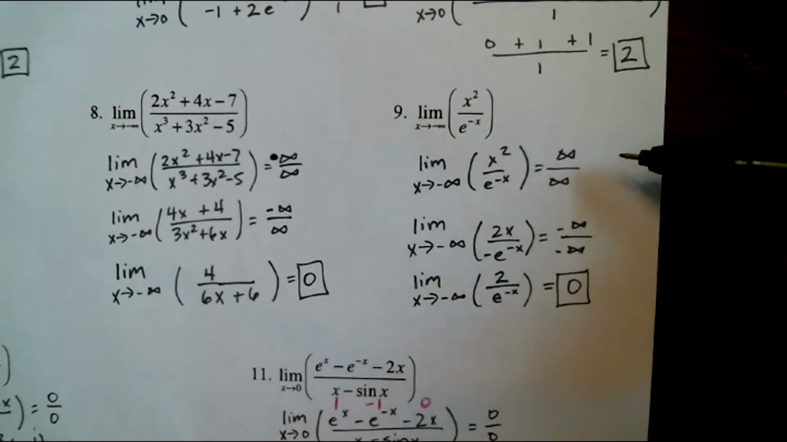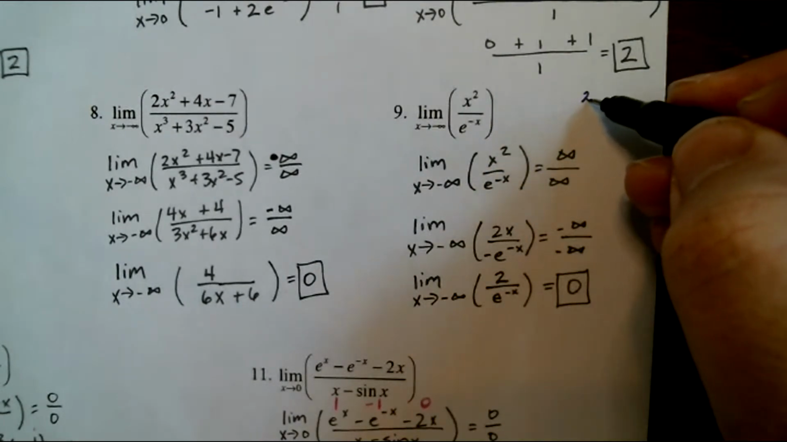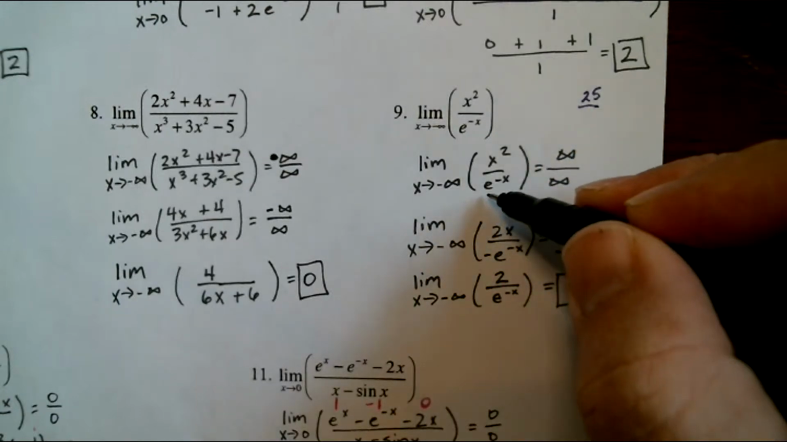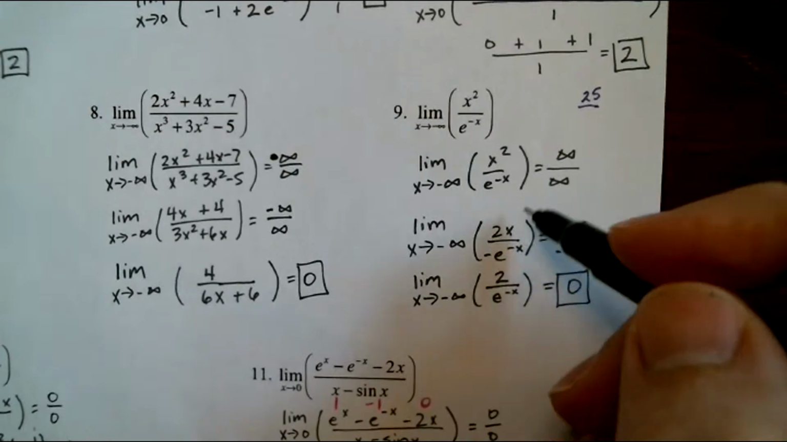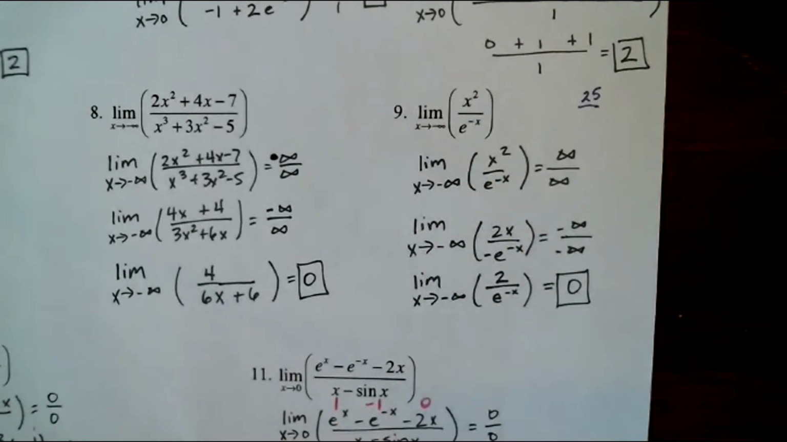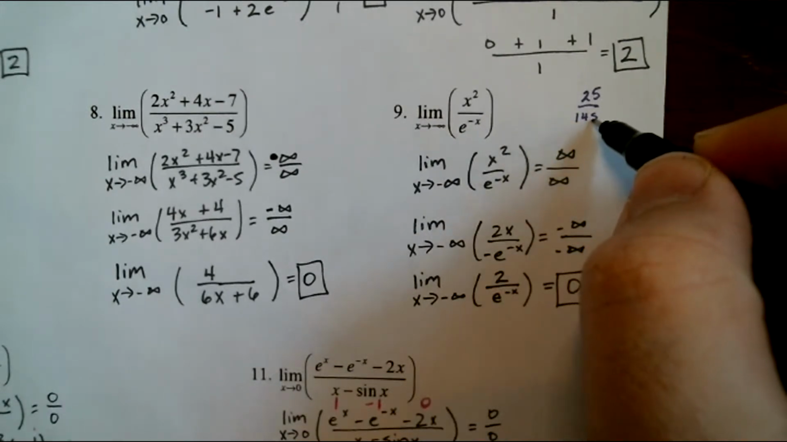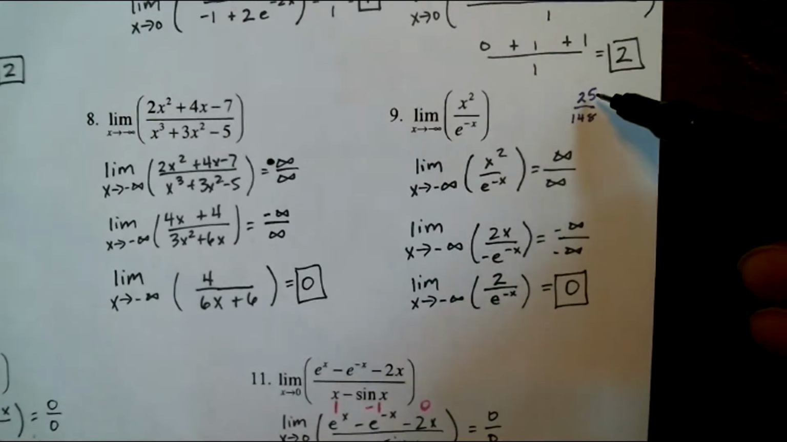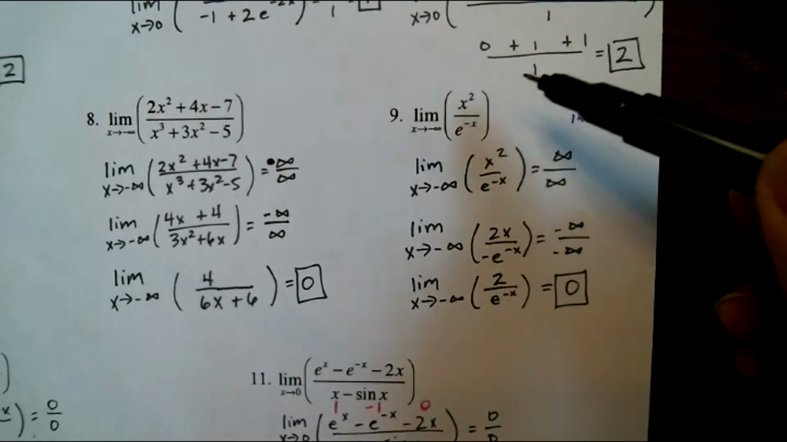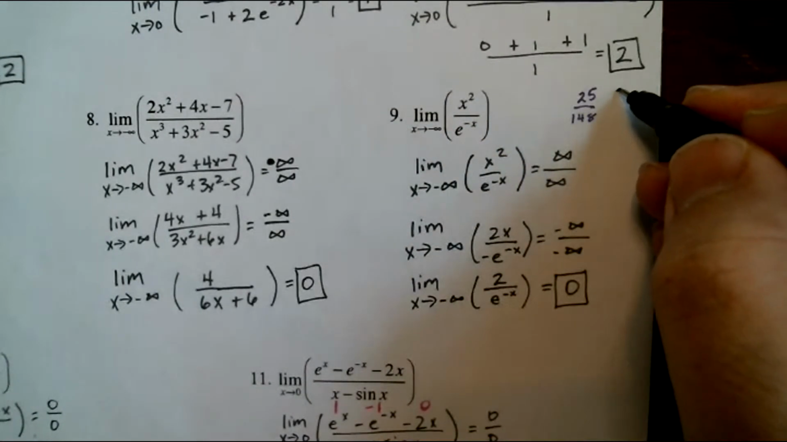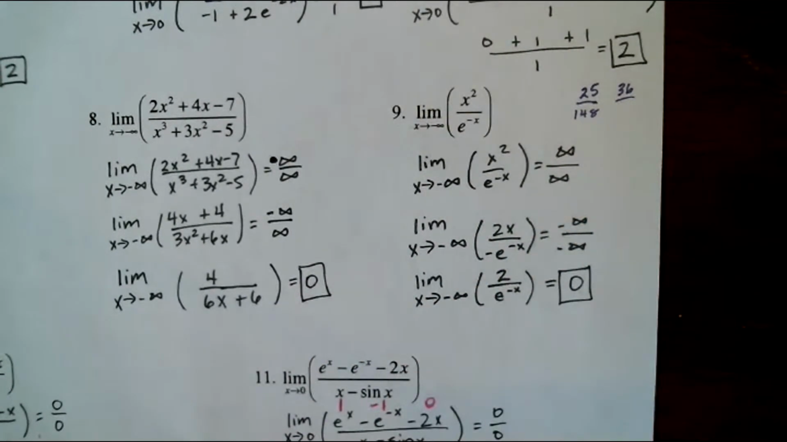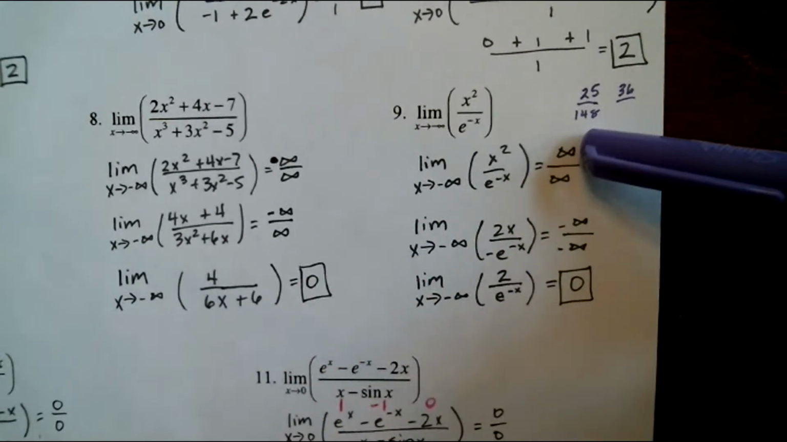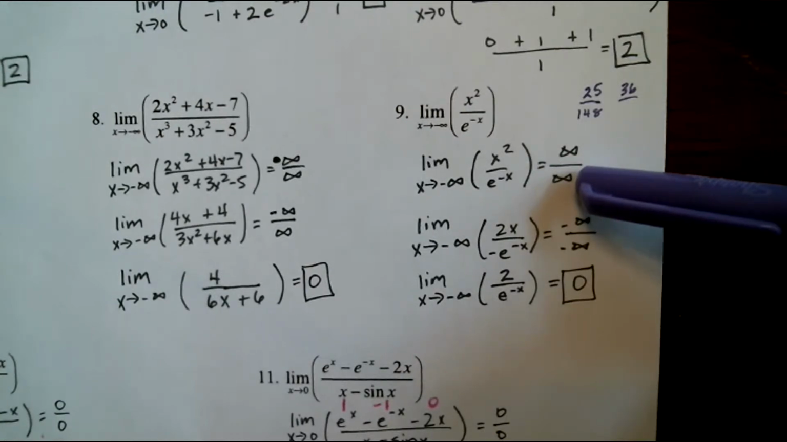Negative 5 squared is 25. So that would be 25 over e to that same negative 5, which makes the exponent positive. e to the 5th power is some positive number, about 148. If we go to 6, that would be 36 over something larger than 148. So the numerator is going to infinity and the denominator is going to infinity.